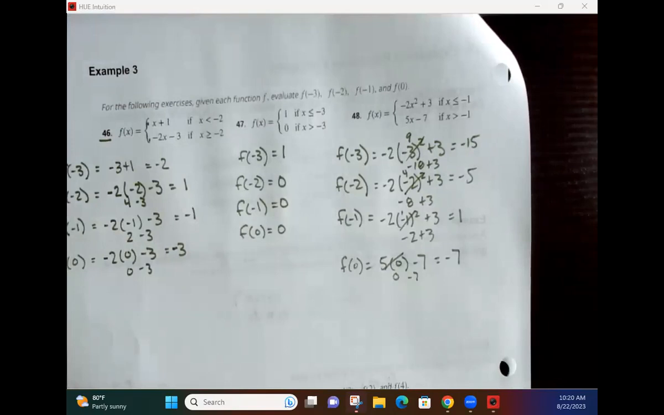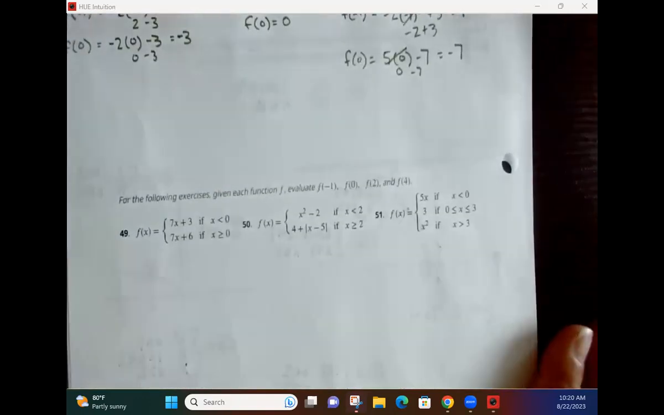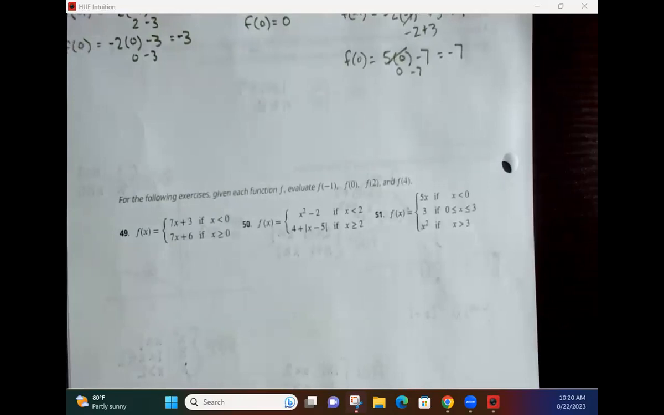Not too terrible? Okay. I would like you now to try 49, 50, and 51. Take a couple minutes, try those on your own. And then when I tell you, I'd like you to compare your work with a neighbor. Okay, and that's where we'll end in our notes packet for today.